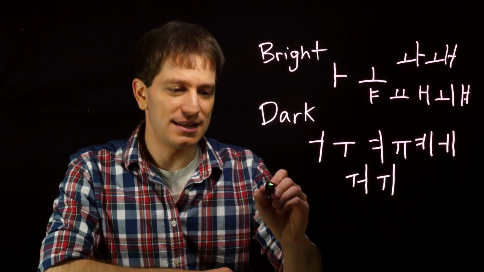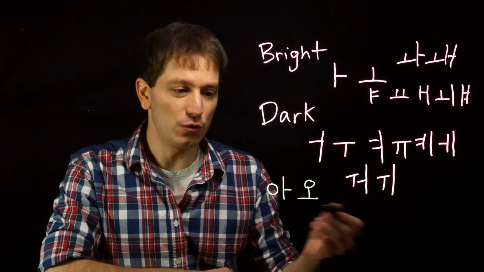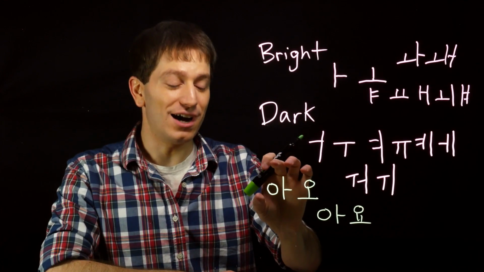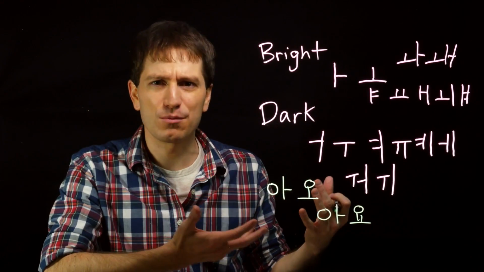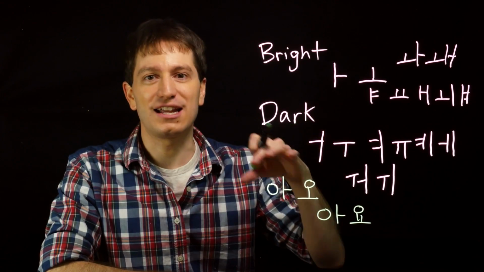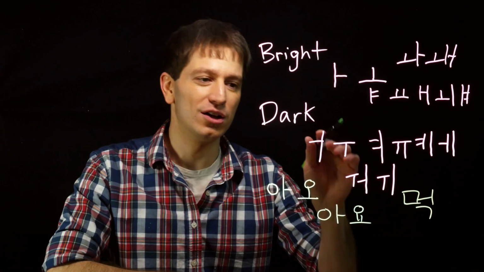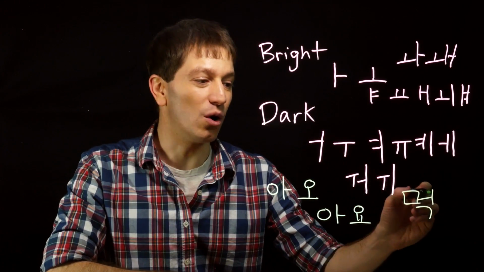When a verb ends in an a or an o sound, it will be conjugated in the yo form by simply adding a yo. If you have any other vowel besides these two at the end of the verb stem, you get conjugations like eo-yo. For example, you have 먹다, which has an eo, which is a dark vowel, does not conjugate to 먹아요, but 먹어요.